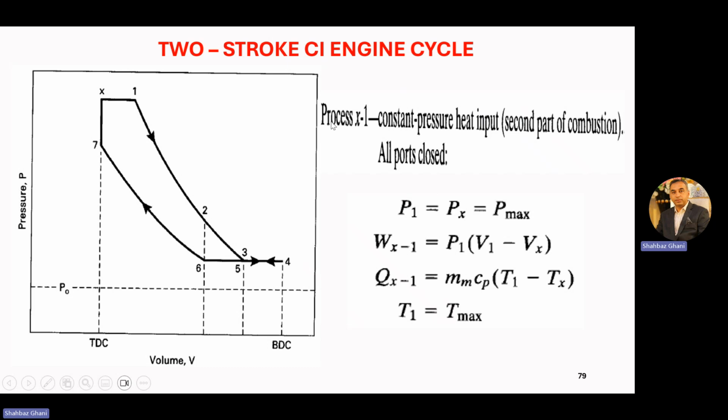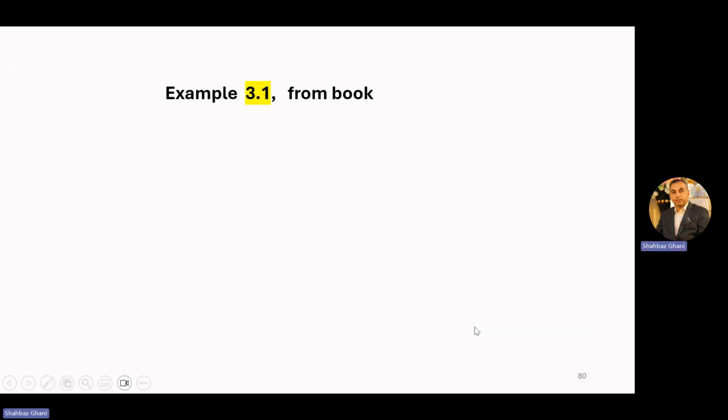Now the second part of the combustion is at constant pressure heat input, all ports closed, from X to 1. It is similar to the dual cycle which we have studied in the SI engine. Now P1 is equal to Px, and Px is equal to Pmax. So work done is P1 times (V1 minus Vx). The heat addition in this is Qx to 1, equal to mass of mixture times Cp. So here we have Cp, previously we had Cv, times (T1 minus Tx). T1 is equal to Tmax.